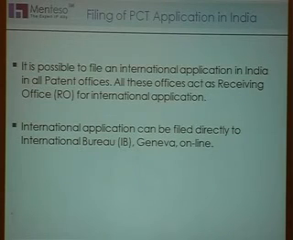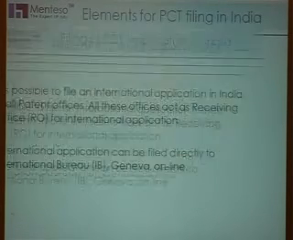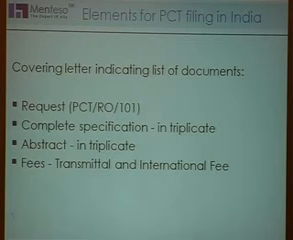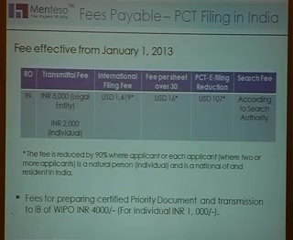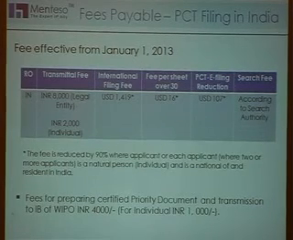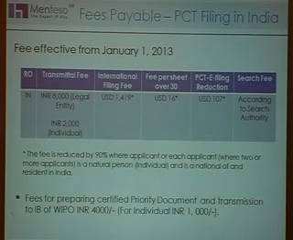So for filing a PCT application in India, all 4 offices mentioned in the previous slides can act as a receiving office, and you can also directly file the patent application at the International Bureau in Geneva online. The elements of filing a PCT application in India are a request and the complete specification in triplicate, abstract and fee, and the covering letter as well. For a PCT application, there is a transmittal fee and the international filing fee, and the transmittal fee can be avoided if you file directly at the International Bureau Geneva online.